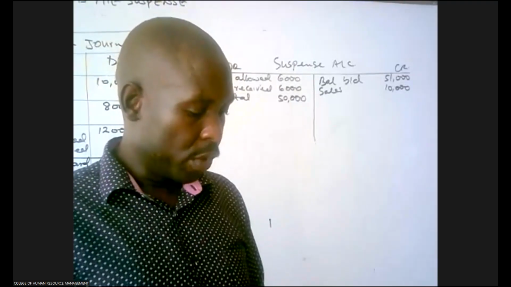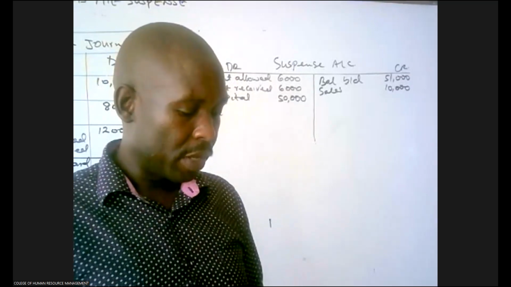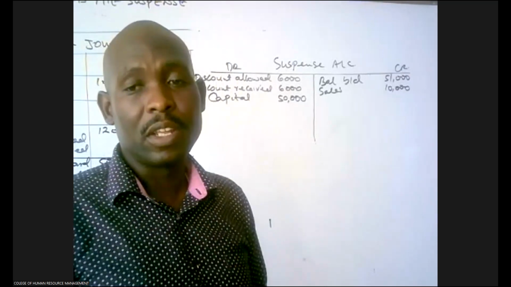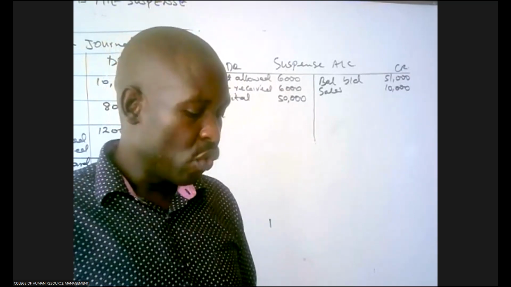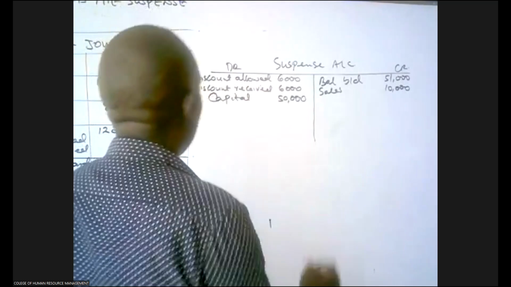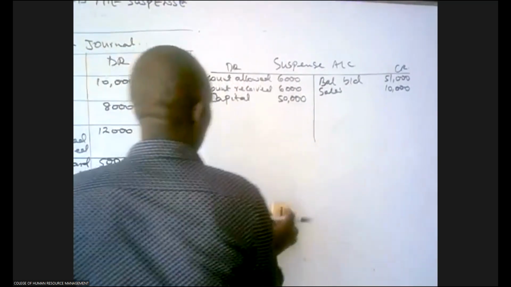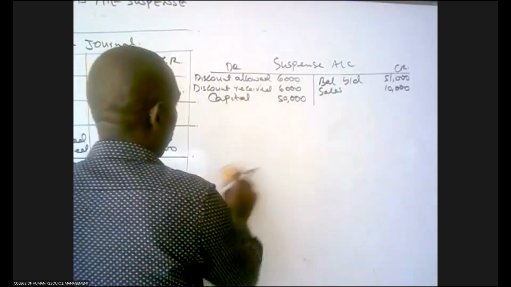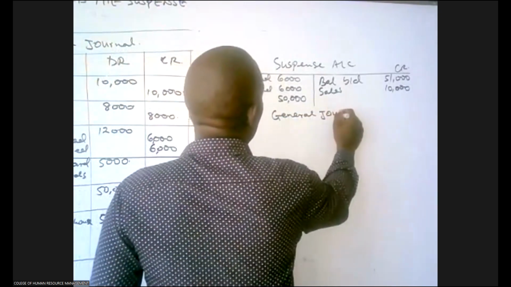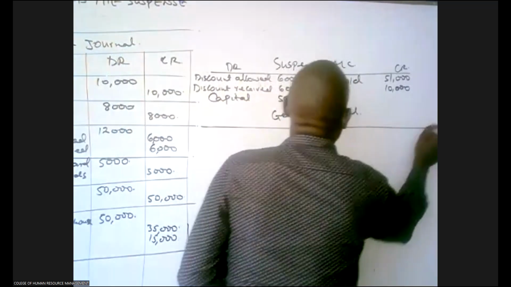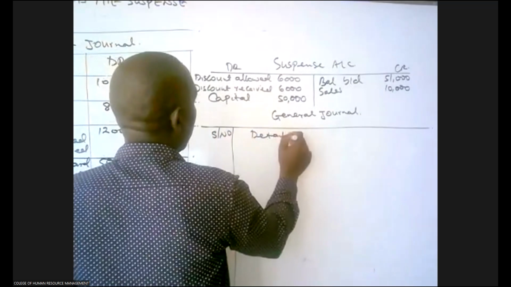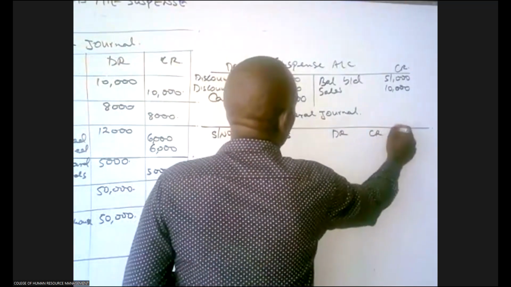So we are told that an accounts assistant employed by Mishak Enterprises committed the following errors in the books of accounts in the month of January 2019. And you are told you prepare the journal entries. It is simple. Come again here and prepare your general journal. The number, the details, the DR, the CR.